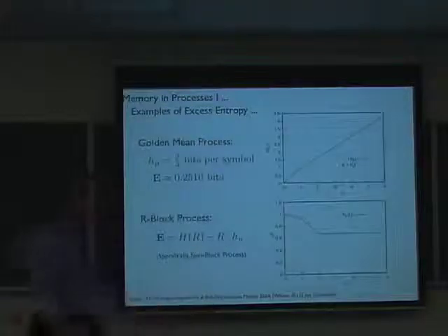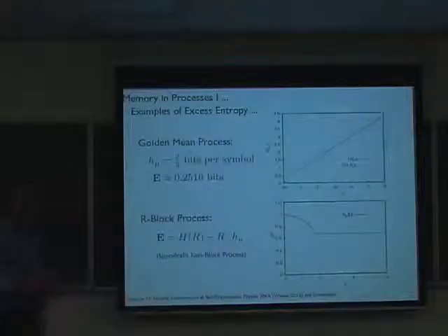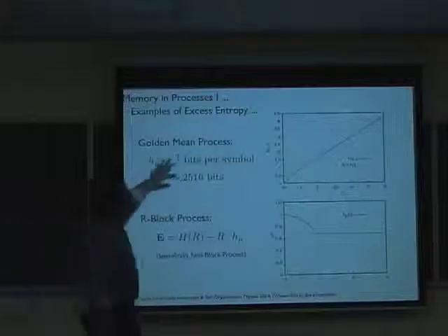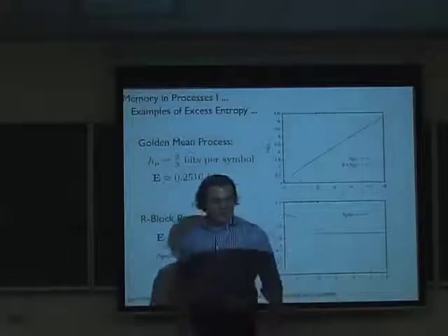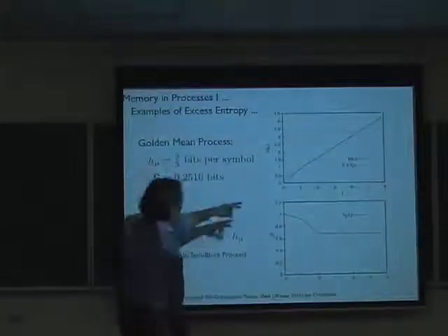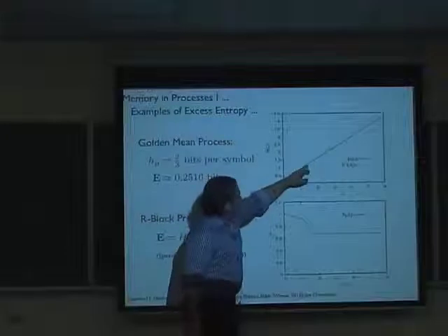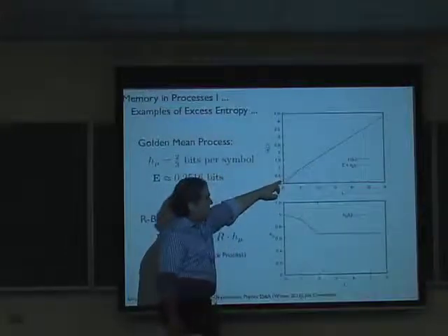Okay. Again, our workhorse processes here. We will look at these things in different ways. The golden mean process, well, I showed you the block entropy curve before, and now what I've done is put in the linear asymptote, which you can finally see here as this dashed line.